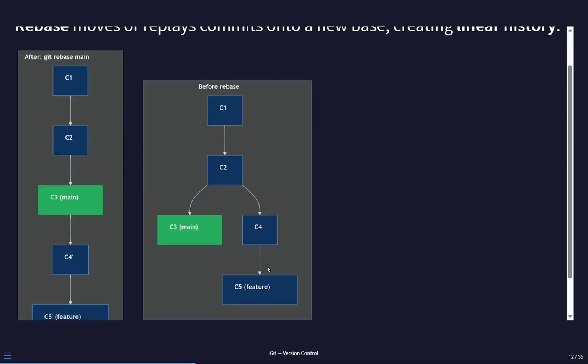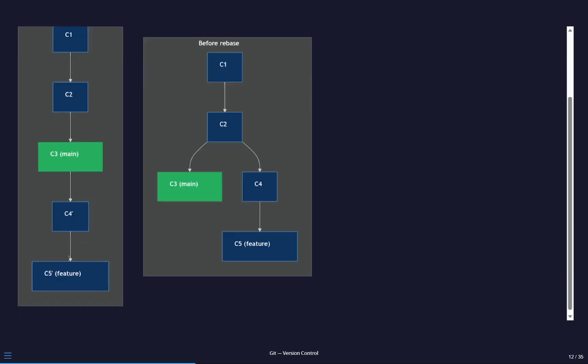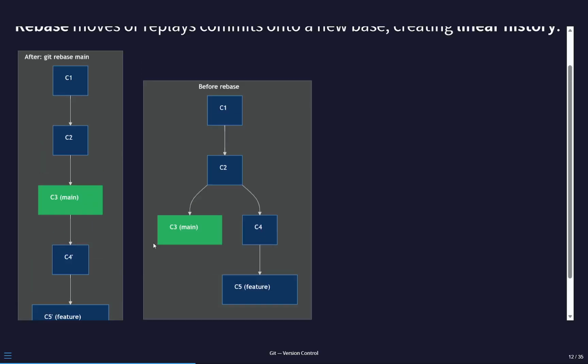Look at the before diagram. C1 and C2 are shared. Then main adds C3. And feature branched off C2 and added C4 and C5. Now you run git rebase main from the feature branch. Look at the after diagram.